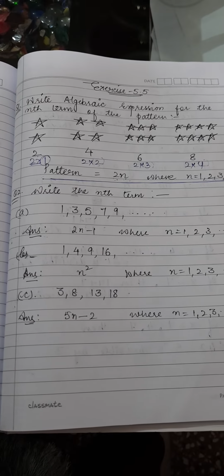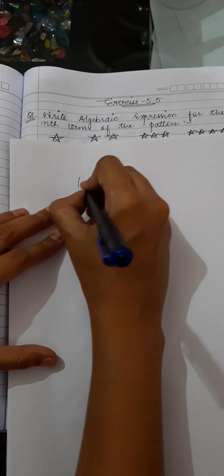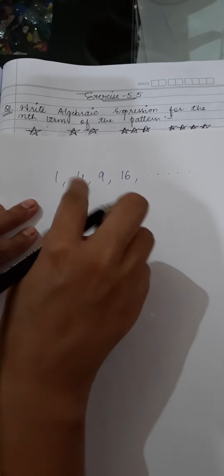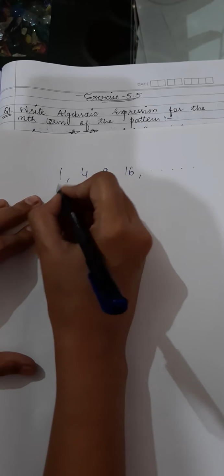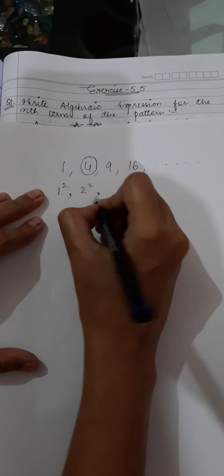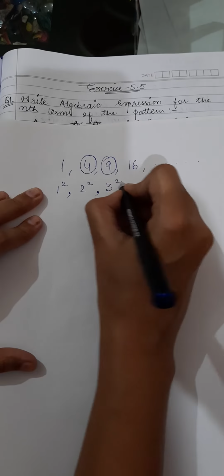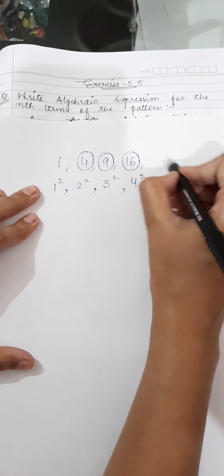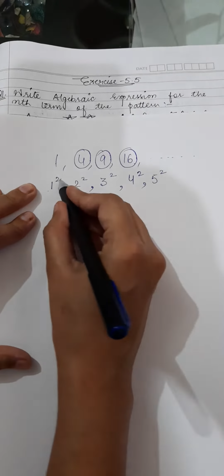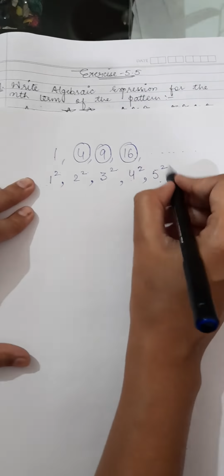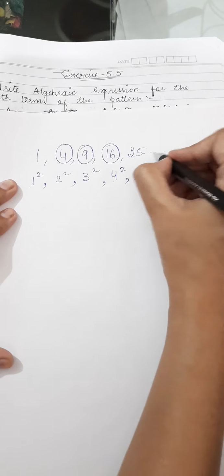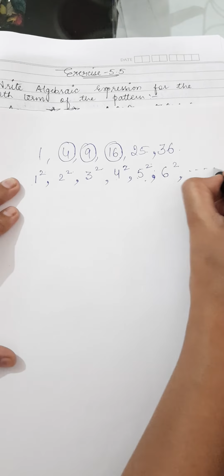Now, if you are going to observe this, 1, 4, 9, 16 and so on, you will see 1 square. 4 is the square of 2. 9 is the square of 3. 16 is the square of 4. What will be the next one? 5 square. 1 square, 2 square, 3 square, 4 square, 5 square. And what is 5 square? 25. Like this, what will be the next? 6 square. And next is 36 and so on.